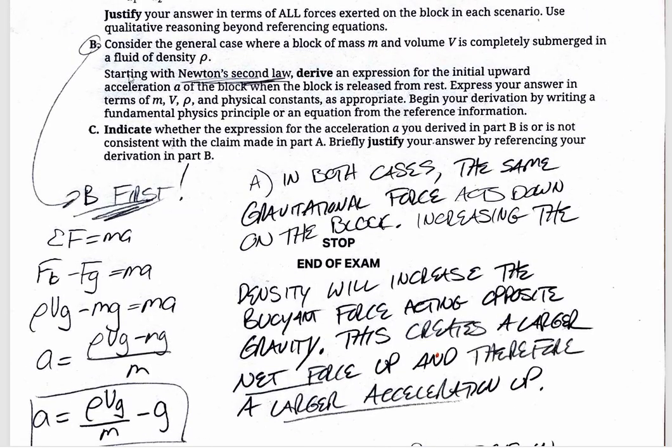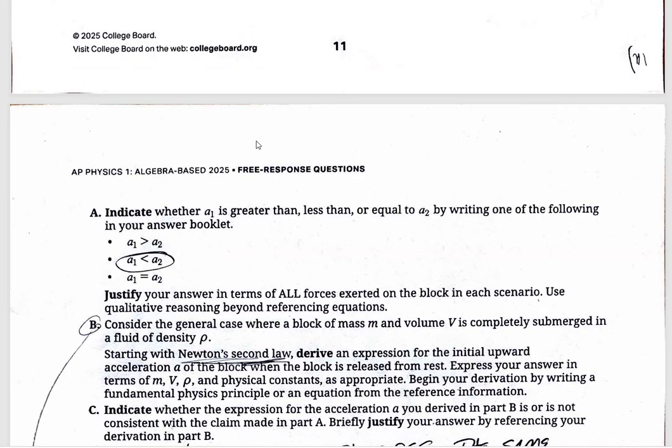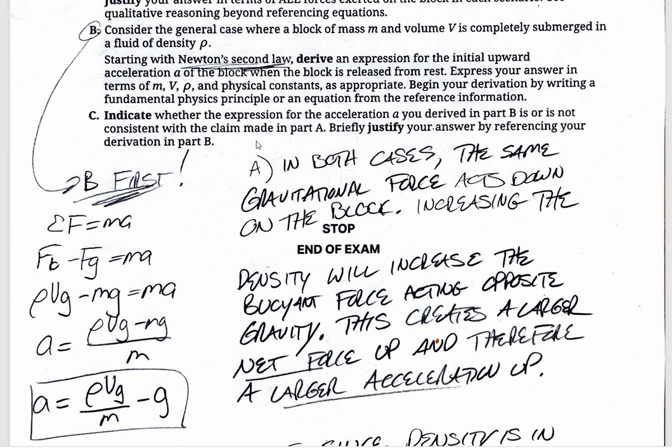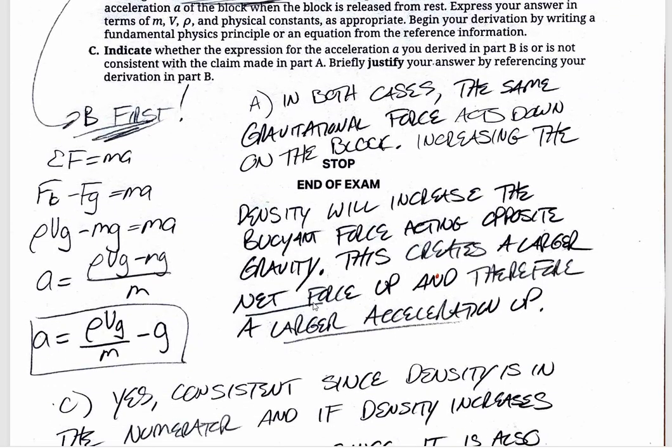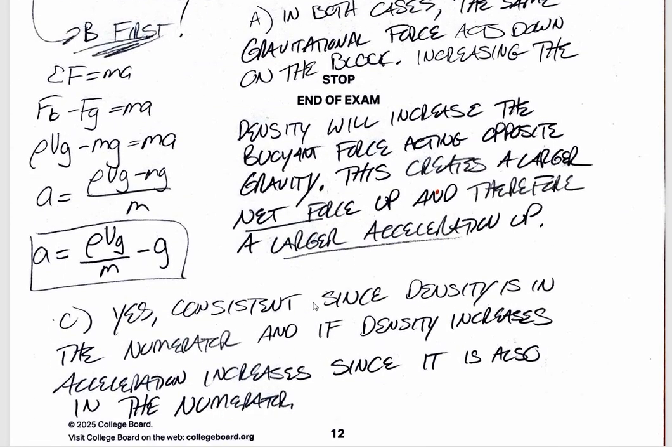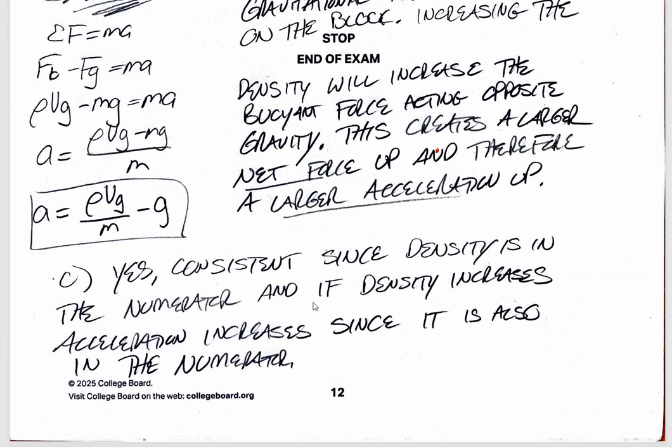All right. C, the easiest question. Number 4, this is called qualitative quantitative, meaning you have to do some qualitative, got to do some quantitative, and you got to compare them. Indicate whether what you said was correct. Yes, it is, because they should match. I said, yes, it's consistent because density is in the numerator, and if density increases, acceleration increases since it's also in the numerator.